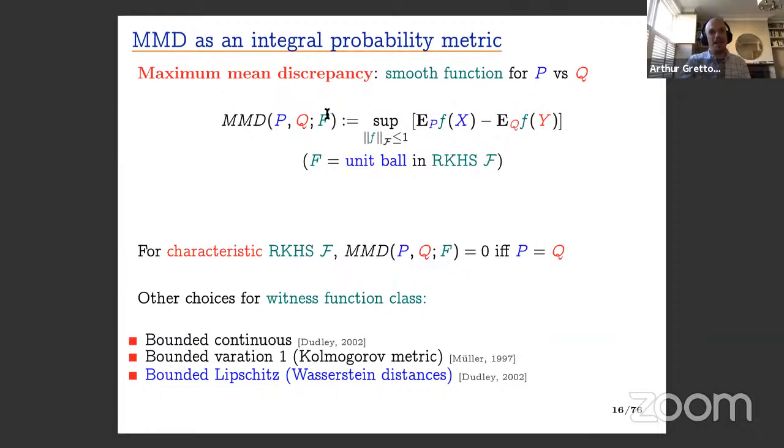Now, there are many other witness function classes that one could use, which are integral probability metrics. In particular, the class of functions of bounded variation 1 gives you the so-called Kolmogorov metric. In one dimension, that amounts to looking for the largest difference in cumulative distribution functions. The bounded Lipschitz functions give you the famous Wasserstein distances. Those are another very nice class of functions, which are very popular, for instance, in training GANs. If we have a bit of time, we might revisit those later. So there are many different integral probability metrics besides the MMD.